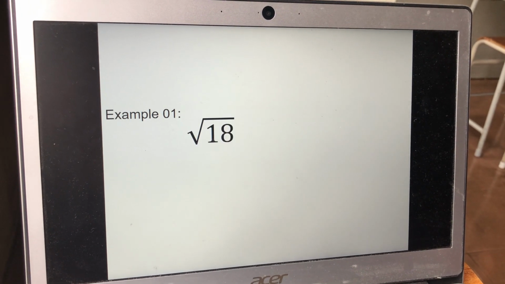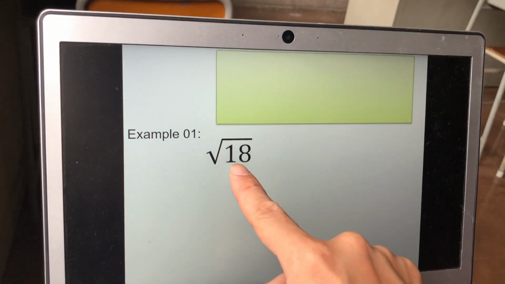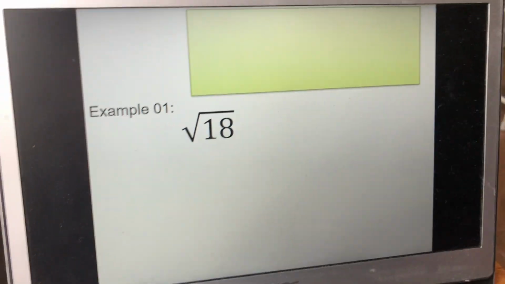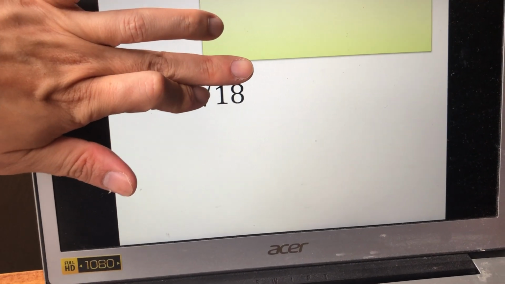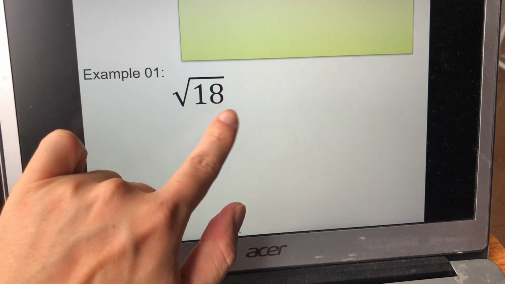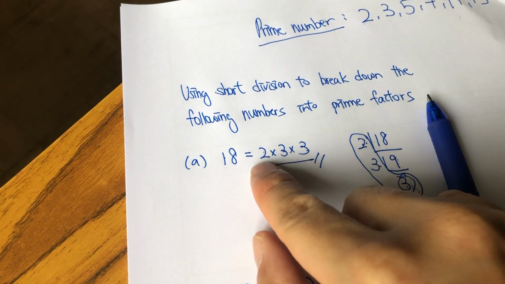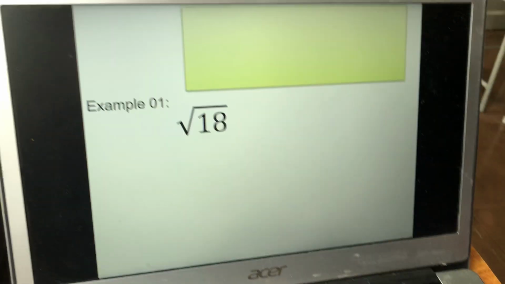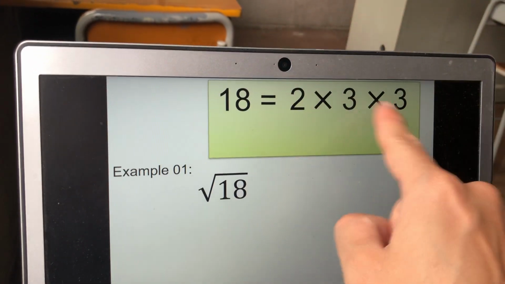Example number 1. If you are given square root of 18, first of all, forget about the square root. The number 18, you should try to break it down into prime number factors like this. Break down the number 18 into prime number factors: 2 times 3 times 3. So that we have 18 equals 2 times 3 times 3.